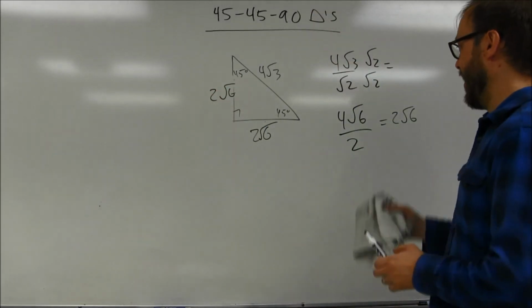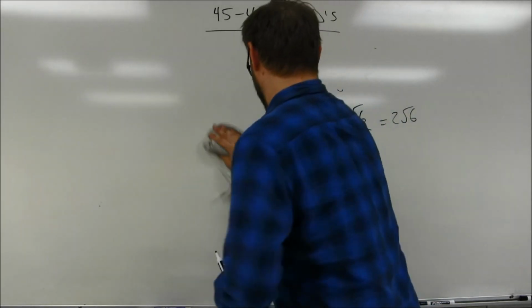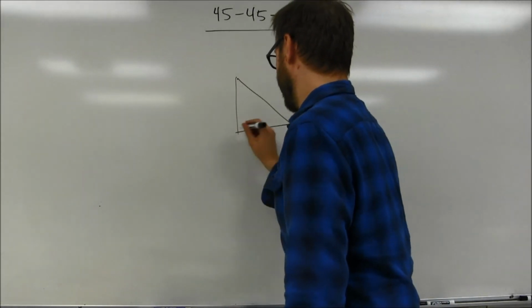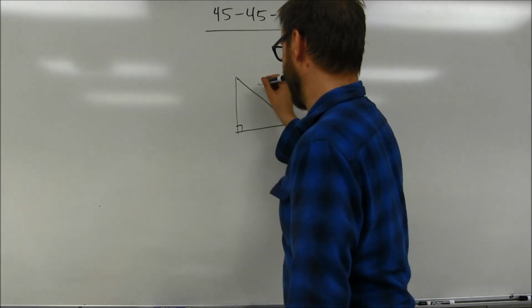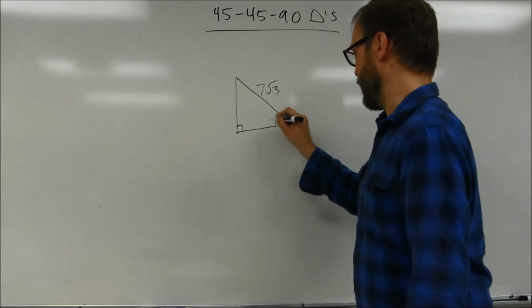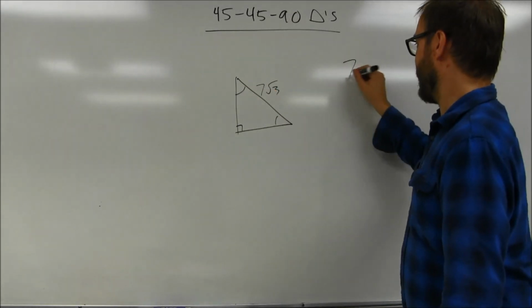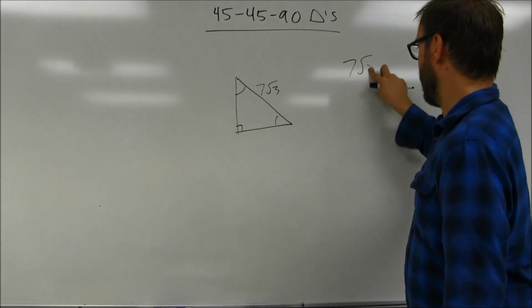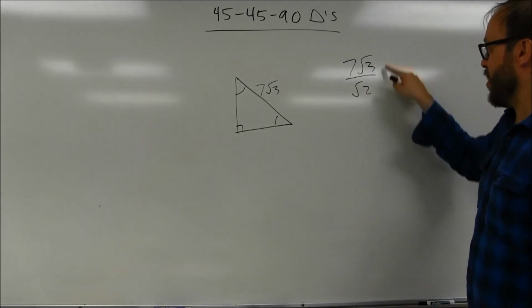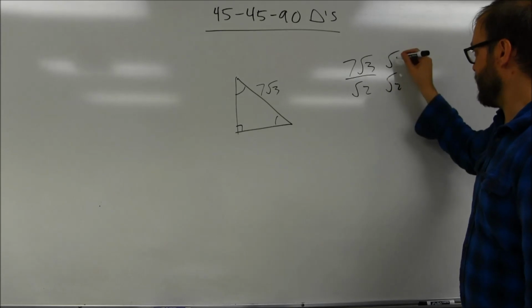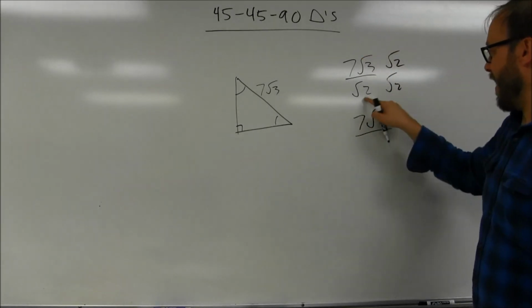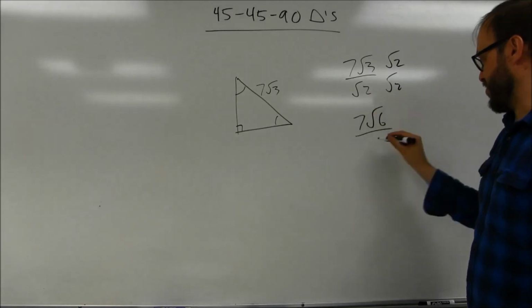And it can get even worse. Probably about the worst kind of thing that you could see might be something like this. Maybe you've got something like 7 radical 3, and it's a 45, 45, 90 triangle. We want to divide everything by the square root of 2. So you get something like that. Multiply top and bottom by radical 2. You're going to get 7 radical 6 on top. On the bottom, you're going to get just 2.